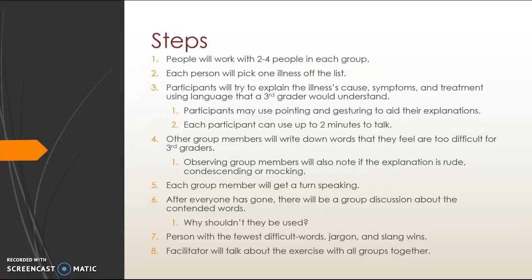Here are the steps for the exercise. People will work in groups of 2 to 4 people. Each person will pick one illness off an approved list. Participants will try to explain the illness's cause, symptoms, and treatment using language that a third grader could understand. Participants may use pointing and gesturing to aid their explanations, and each participant can use up to 2 minutes to talk.